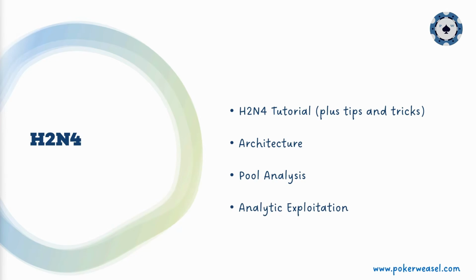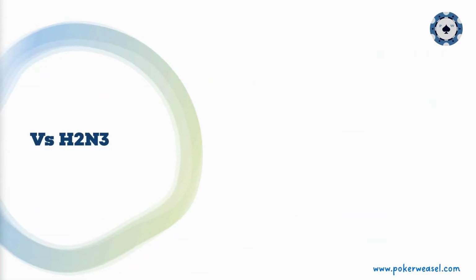And then finally, in the later parts of the course, we'll talk about what I refer to as analytic exploitation. This is using the data that we have to generate exploitative strategies against individual opponents. And we can also use a lot of the same information for our own database analysis. So there's really 3 key areas in which Hand2Note 4 is useful: hero database analysis, villain analysis for the purposes of exploitation, and then player pool analysis, so we can figure out a default exploitative strategy for playing in a specific pool.